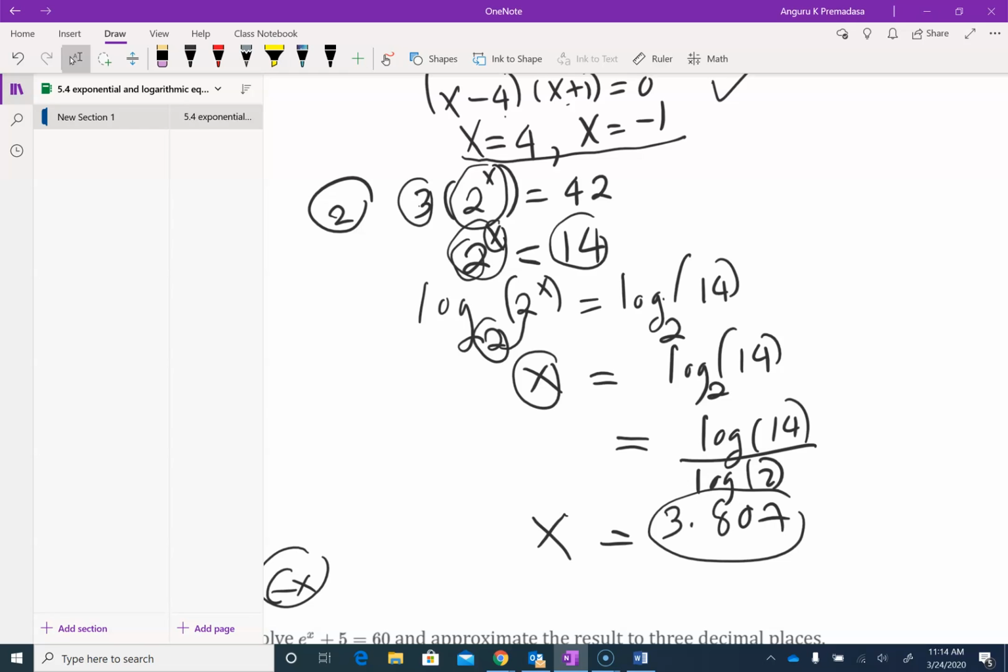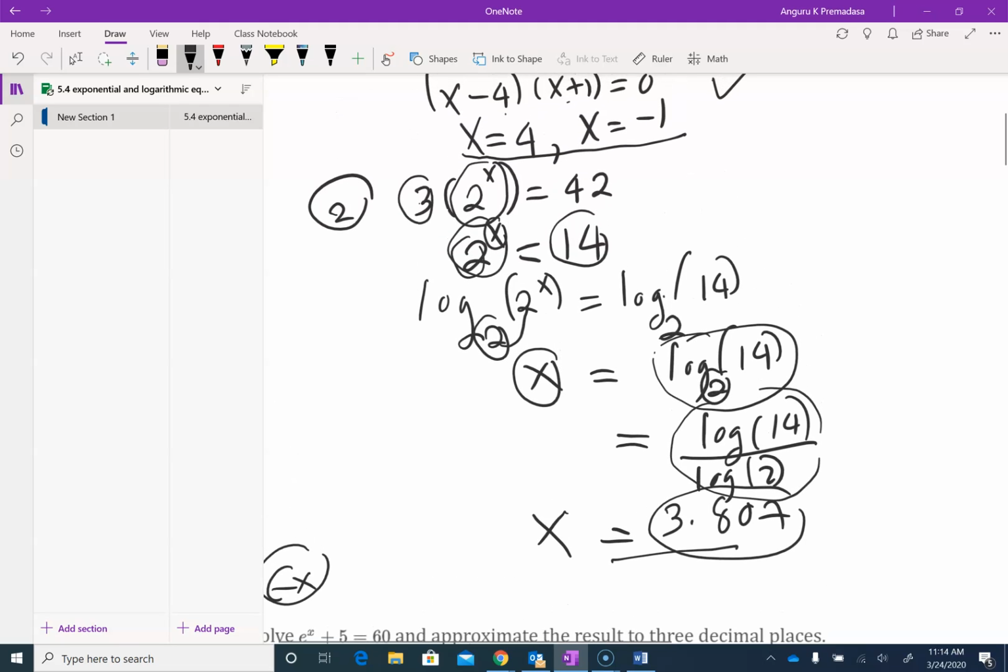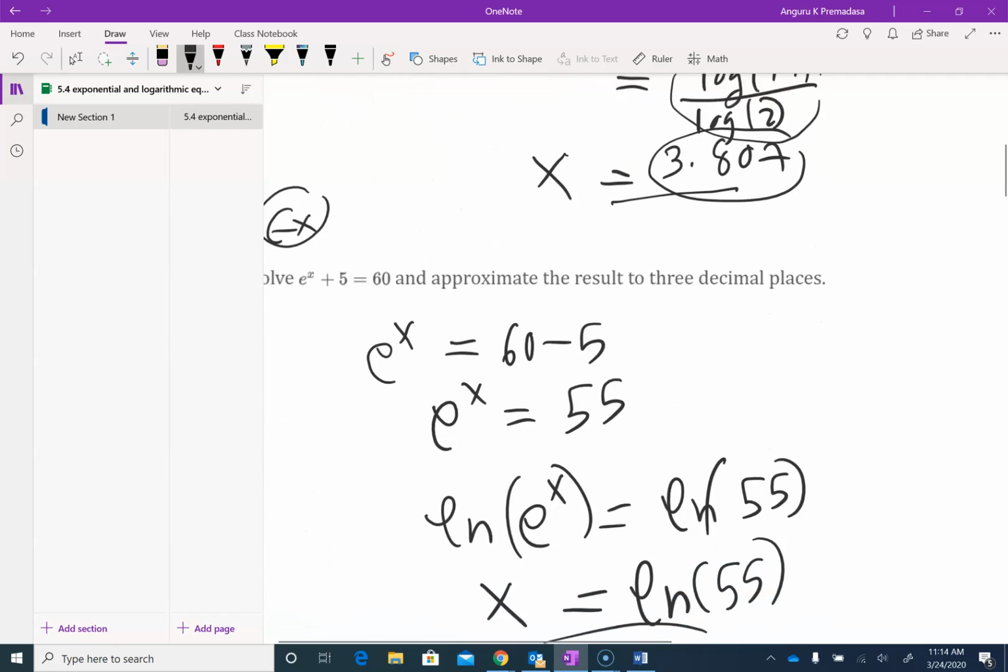So x is equal to, on the right hand side, log base 2 of 14. Now we can either use the calculator to find it, or you can use the change of base formula if you don't have the log base 2 button in your calculator, which is fine. So log base 2 of 14 is the same as log of 14, the common log, divided by log of the base, which is log of 2. And when you do that, you will get the answer as x equals 3.807.